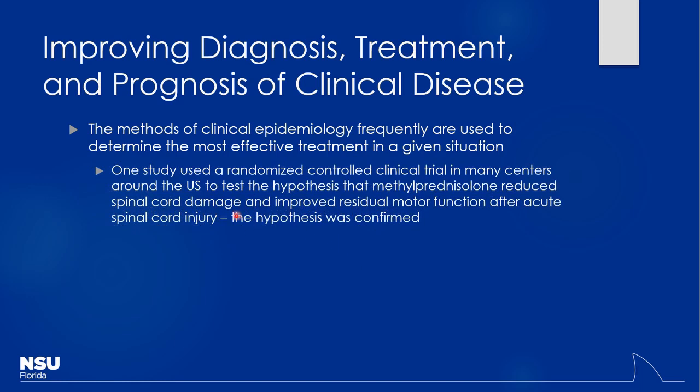Certainly, for instance, like one trial, there's a randomized controlled trial here, so we know what those are for sure. They're testing a hypothesis that methylprednisolone reduced spinal cord damage and improved residual motor function for acute spinal cord injury, right? So again, they're looking at the epidemiology of it, looking at these spinal cord injury patients, what was the best way to manage them, and they found that you should probably give steroids to these patients. Helps with swelling, helps to preserve function, etc. So again, just one example.